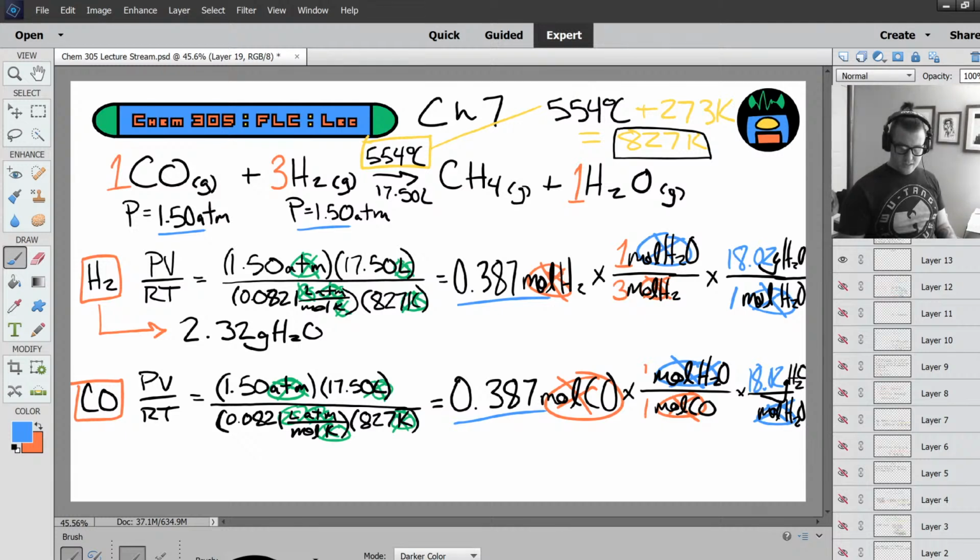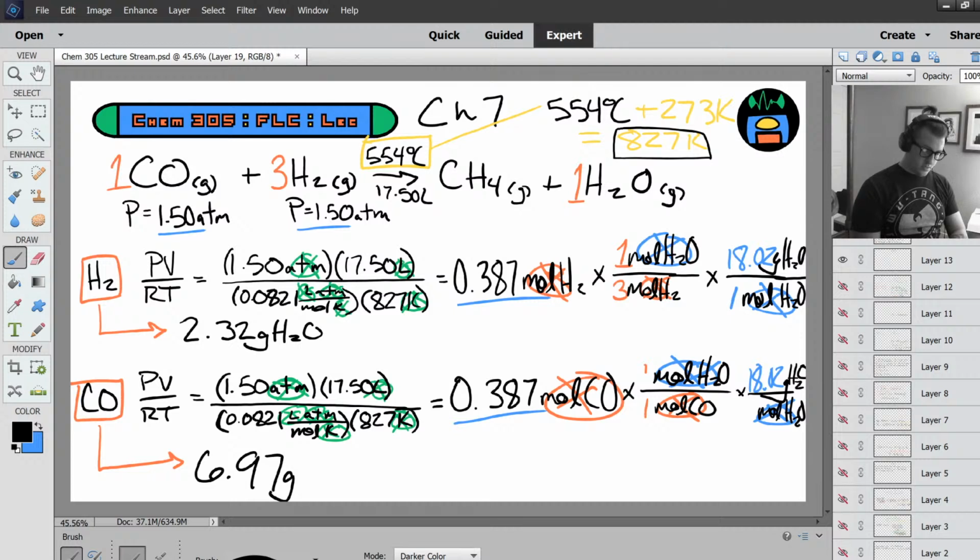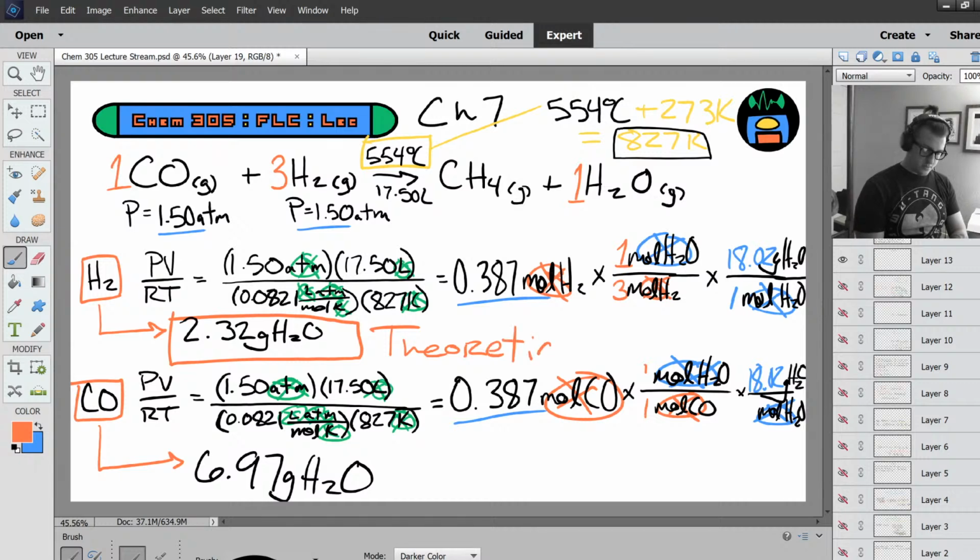0.387 times 1 divided by 1 times 18.02. So if carbon monoxide is our limiting reactant, our theoretical yield would be 69.7 grams of water. However, we have to roll with the smaller of the 2 numbers. So this 2.32 grams is our theoretical yield. All right, that is the theoretical yield of water.